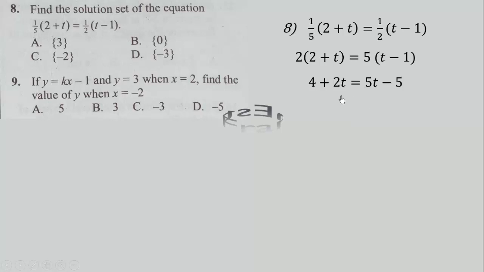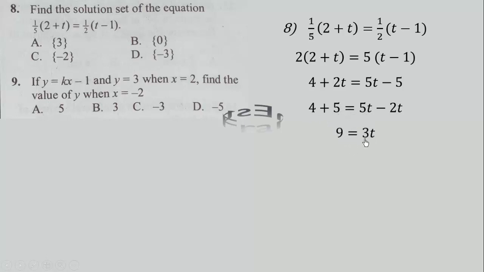The next thing we have to do is to group like terms. So I prefer subtracting 2t from both sides and adding 5 to both sides, so that I'll get positive on the left and positive on the right. So I bring the 2t to this side, bring the negative 5 to this side. That will give us 4 plus 5 is equal to 5t minus 2t. Now let us do the subtraction on the right hand side to get 3t, and 4 plus 5 will give us 9.